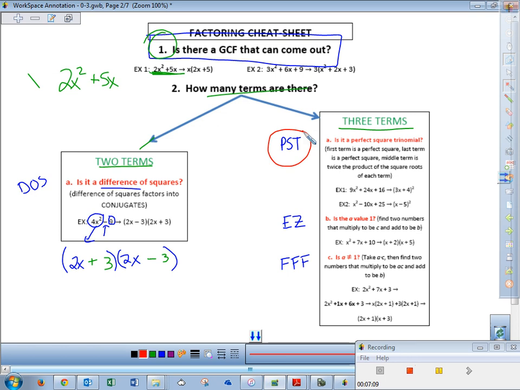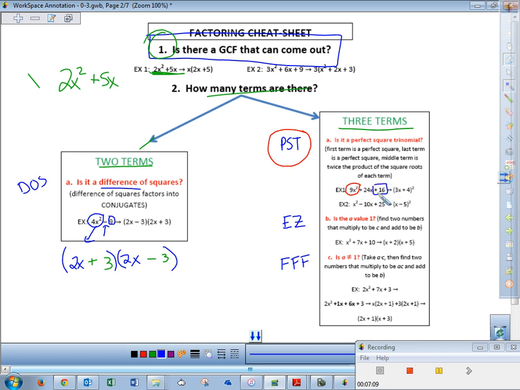The first thing is if it's a perfect square trinomial. Perfect square trinomial, there's 3 things to check for. Here's the 3 things, all nice and typed out for you. The first term has to be a perfect square. See this example? Is that a perfect square? Yep. The last term has to be a perfect square.